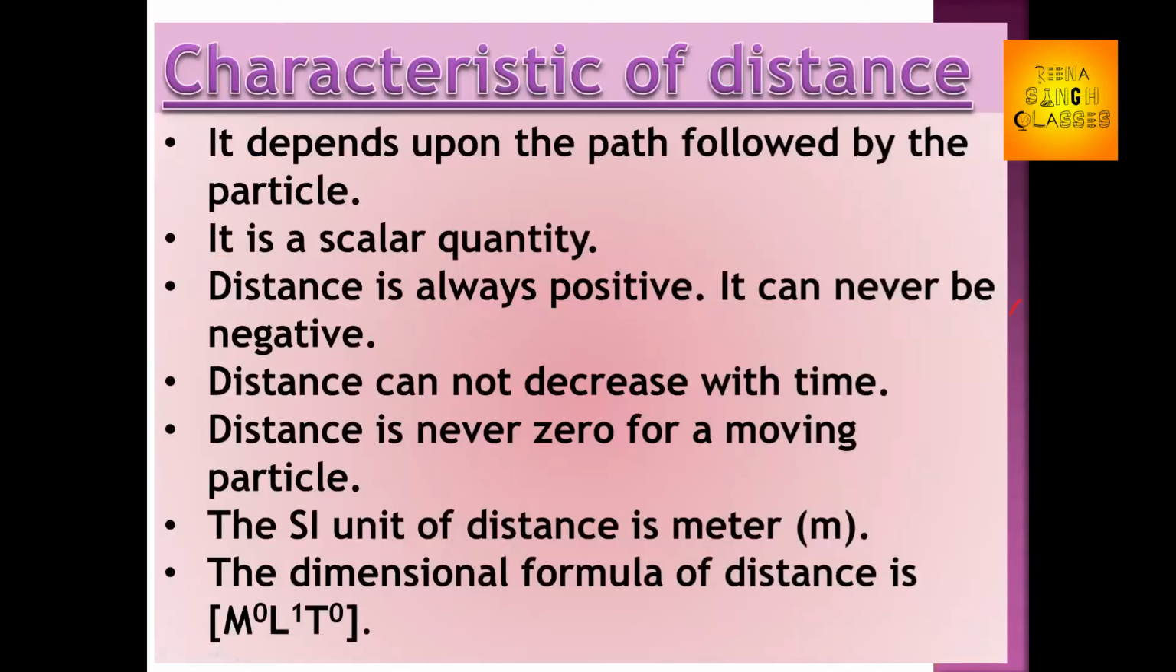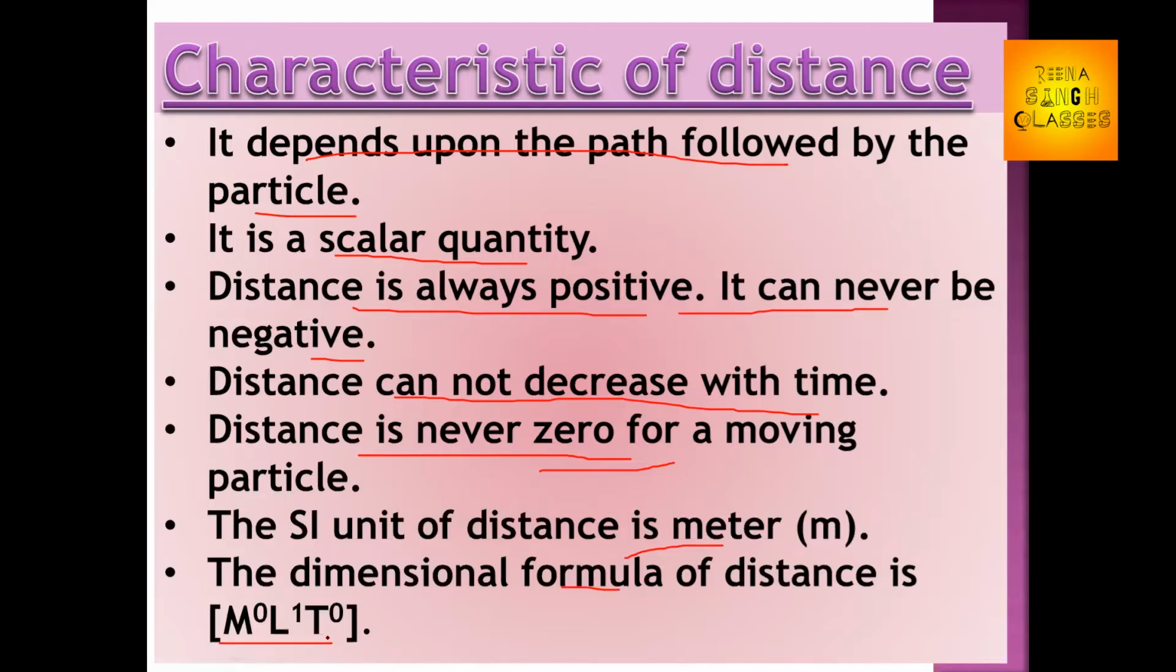What are the characteristics of distance? Distance depends upon the path followed by the particle. It is a scalar quantity. Distance is always positive. It can never be negative. If an object is moving, distance cannot decrease with time. Distance is never zero for a moving particle. The SI unit of distance is meter and the dimensional formula of distance is M^0 L^1 T^0.